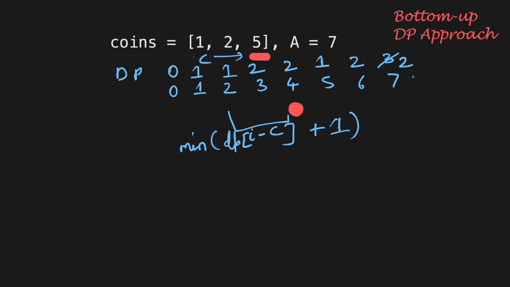And now since the DP table is complete, we will return DP of 7 as our answer, which is equal to 2. Now the time complexity of this approach is also O of a into n, since for each amount in the DP table, we iterate through all the coin denominations, and the space complexity will be O of a for using this DP table of size a plus 1.